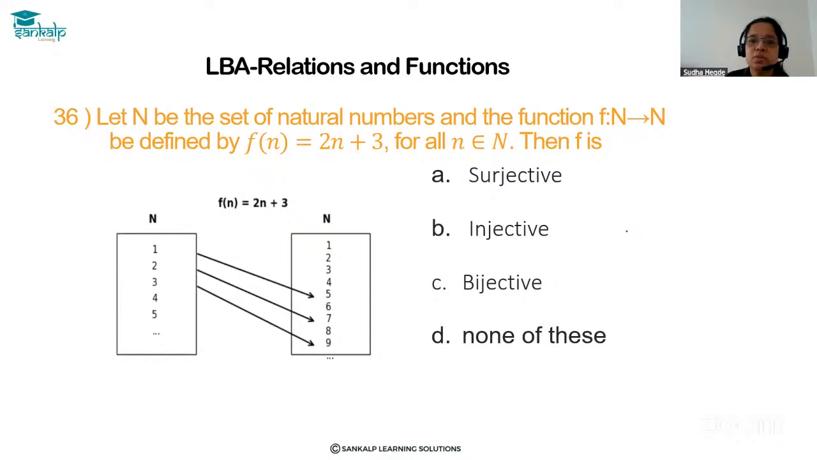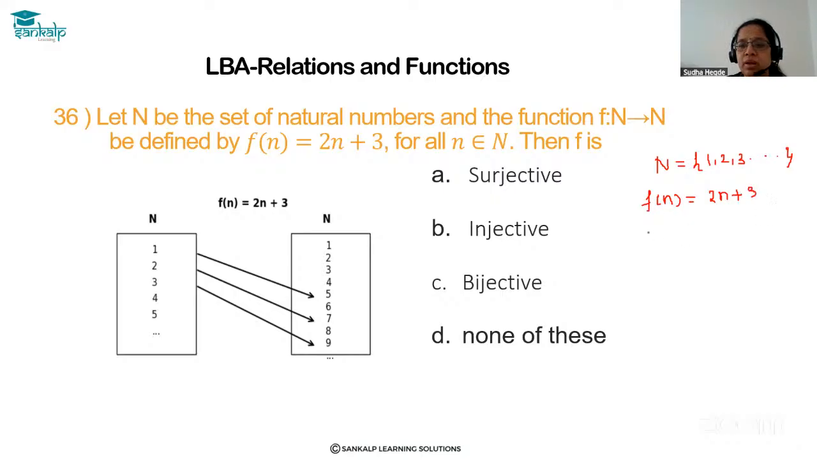Okay. So what is given? Function is from where to where? It's from N to N. N means set of naturals. What are the elements in N? It will start from 1, 2, 3, and so on. Right? And how is f defined? F of n is equal to 2n plus 3.